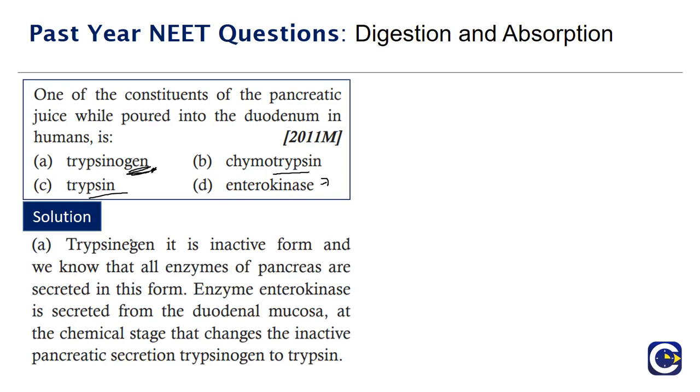Trypsinogen is an inactive form, and we know that all enzymes of the pancreas are secreted in this form. An enzyme, enterokinase, is secreted by the duodenal mucosa itself at the chemical stage, and it changes the inactive pancreatic secretion trypsinogen to trypsin. The trypsin in turn activates chymotrypsinogen to chymotrypsin, and hence the process continues. So the answer is trypsinogen.